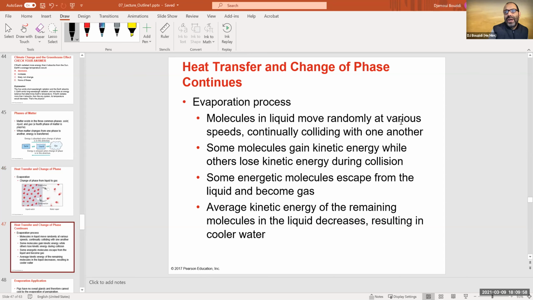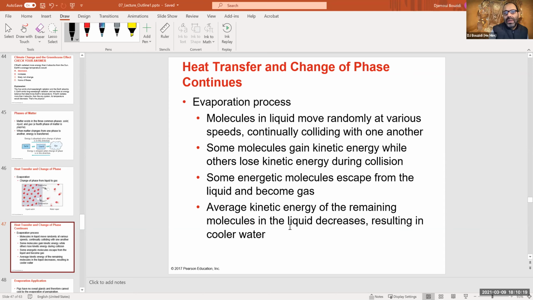Molecules in a liquid move randomly at various speeds, continually colliding with one another. Some molecules gain kinetic energy while others lose kinetic energy during the collision. Some energetic molecules escape from the liquid and become gas. Okay, so they lost a lot of their energy, and on average, the system in this case loses energy in that form.